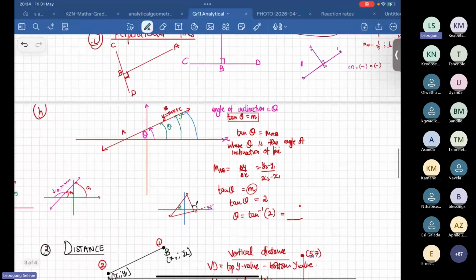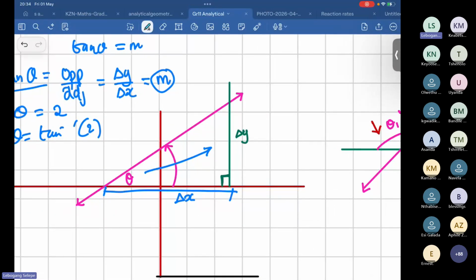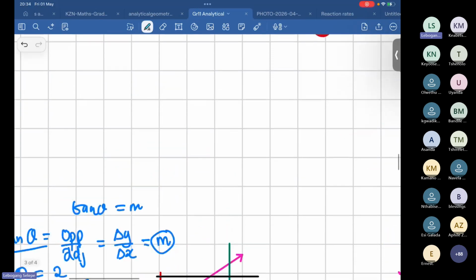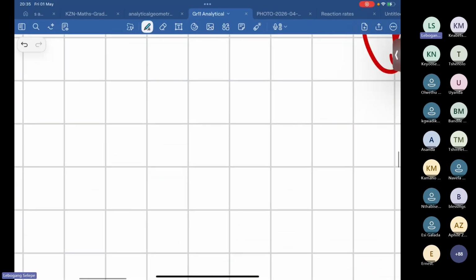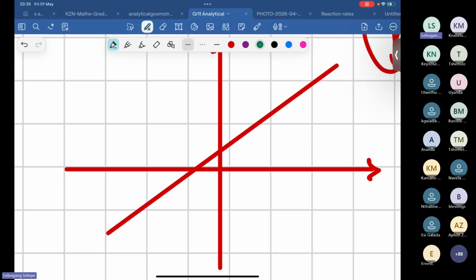This comes from your trigonometry, where, if you have a look at, I don't know, let me just do another one so that you can see. So if I have the Cartesian plane like this, and I have a line segment like that. The first thing that I need to remind you is the fact that the angle of inclination is an angle that is drawn from the positive x-axis in an anti-clockwise direction.